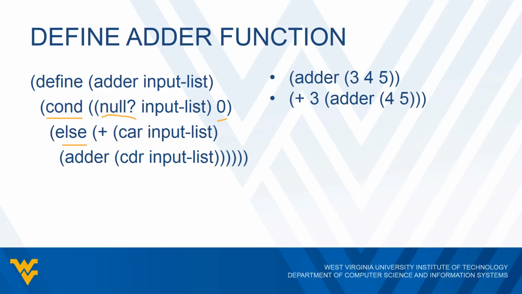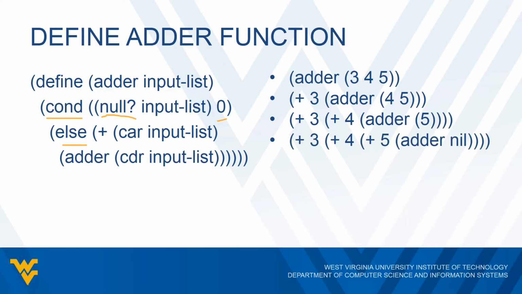Once again, the list is not empty. So this is basically saying plus 3, but then inside of that is going to be plus 4 adder 5. Because in the list 4, 5, the car is going to be 4 and the cdr is going to be 5. So now we're going to call adder again, but our list is going to be just 5. So we're going to get plus 3, plus 4, plus 5. And the cdr of the list is going to be nil because our list is just a single thing. So the car is going to be 5 and the cdr is going to be everything else. Well, everything else is nothing, so it's going to be nil.